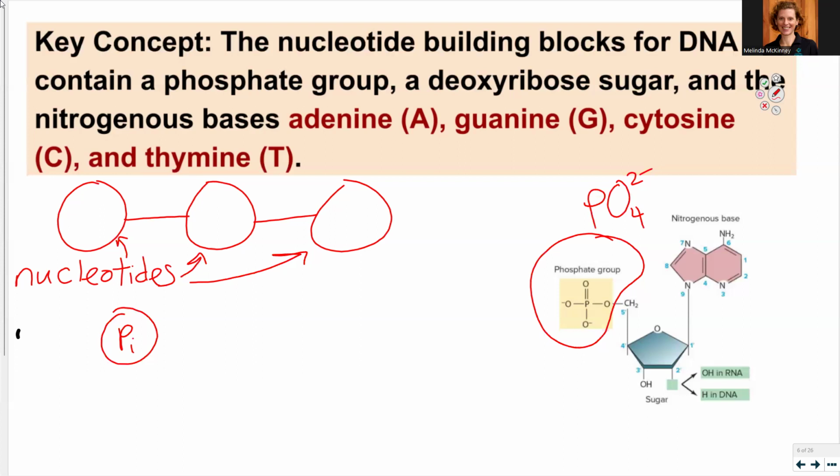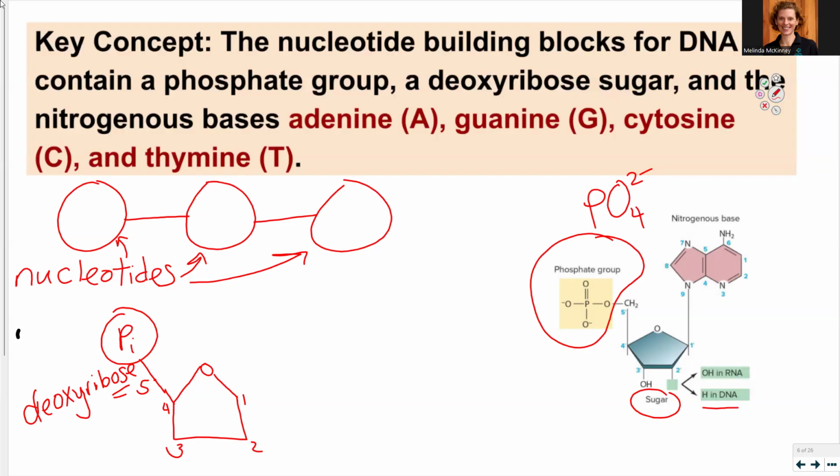In addition to that phosphate, we also have a sugar. In the case of DNA, it's going to be called deoxyribonucleic acid. It is a pentose, which means it has 5 carbons on it. 1 carbon, 2 carbons, 3 carbons, 4 carbons, 5 carbons. Okay. So in DNA, it is called deoxyribose. OSE on the end means it's a sugar.